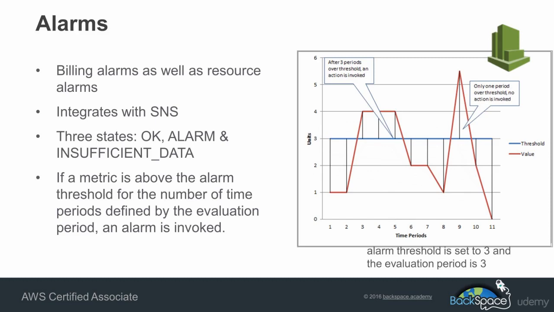So we've dropped back down, and we've gone down there to time period 8 where we're down to 1 again. And then all of a sudden at 9 it's jumped right up to 5.5, and then dropped back down again. So that's only up there for 1 time period. Because it hasn't done it for 3 consecutive time periods, that alarm won't be invoked.